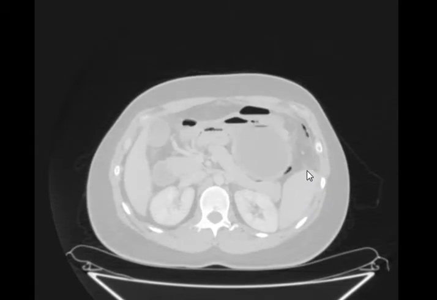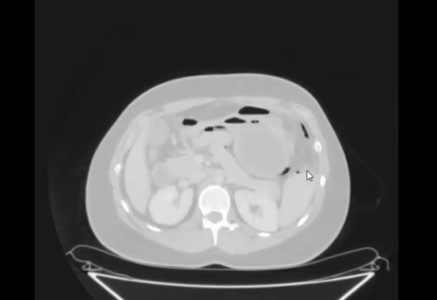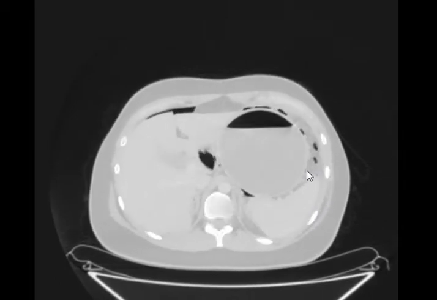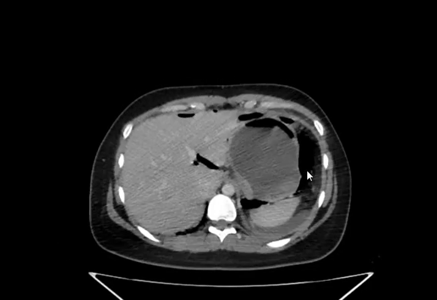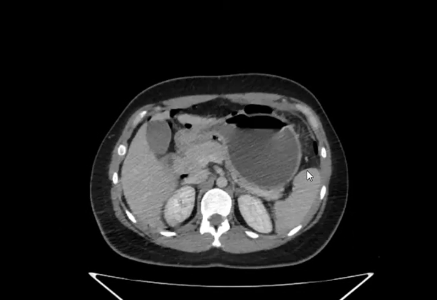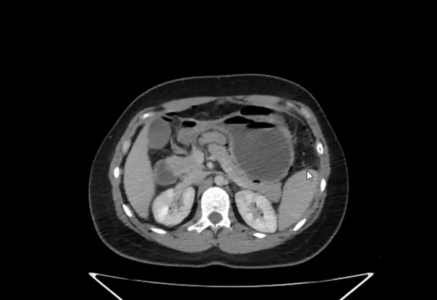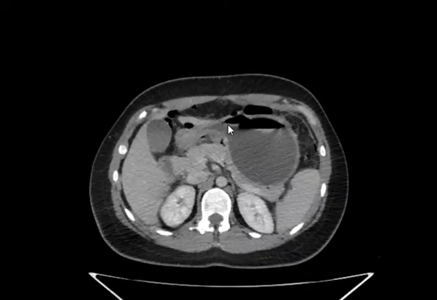It's not retroperitoneal, it's intraperitoneal. Okay, not retroperitoneal. Let's go back to the lung window, sorry, the soft tissue window. The most common cause should be peptic ulcer. Peptic ulcer is a common cause, the most common one.